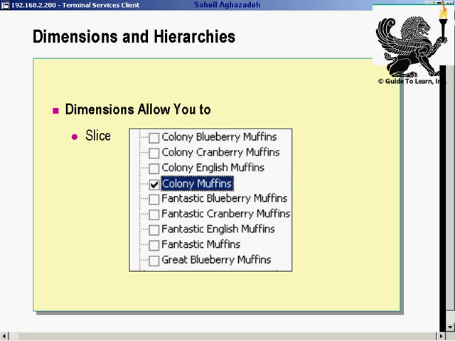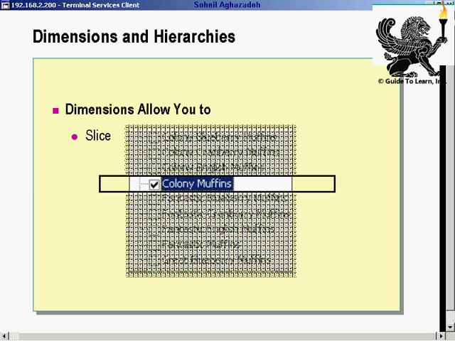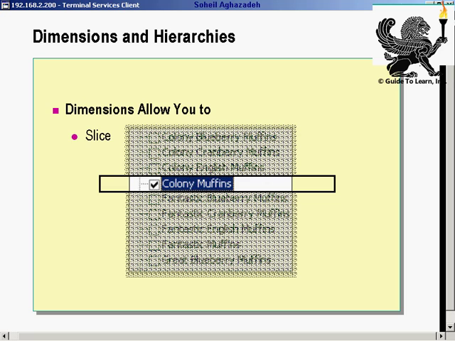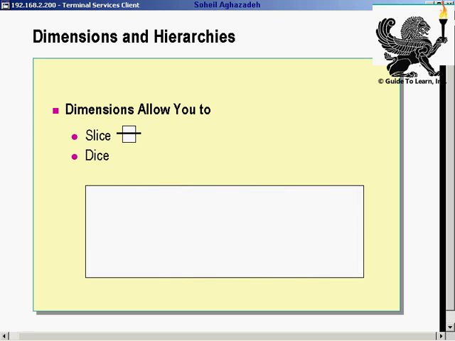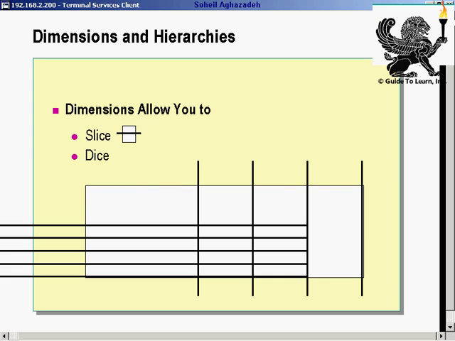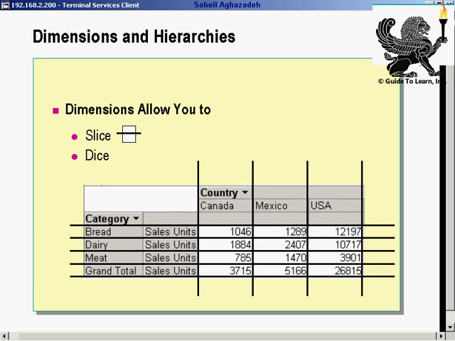For the sake of discussion here, I have a product dimension. I can slice it and only look for a certain product, as you see, like Colony muffins. You could also dice it, and what does that mean? Dicing means that you could see the intersection of two different slices together. For example, if you're looking at the data in two different dimensions, you could find the intersection between those two dimensions and find a specific unit. In this scenario, you could, for example, find a specific product category and see its value in a specific country. So if you have two slices that meet somewhere in the intersection, that's dicing. Slicing versus dicing.